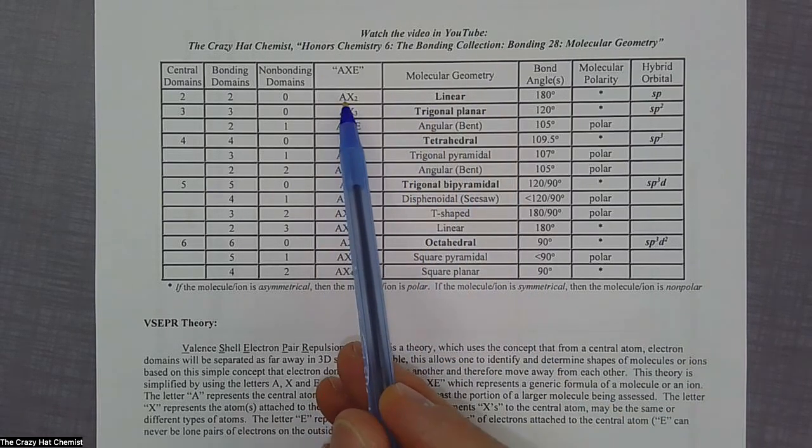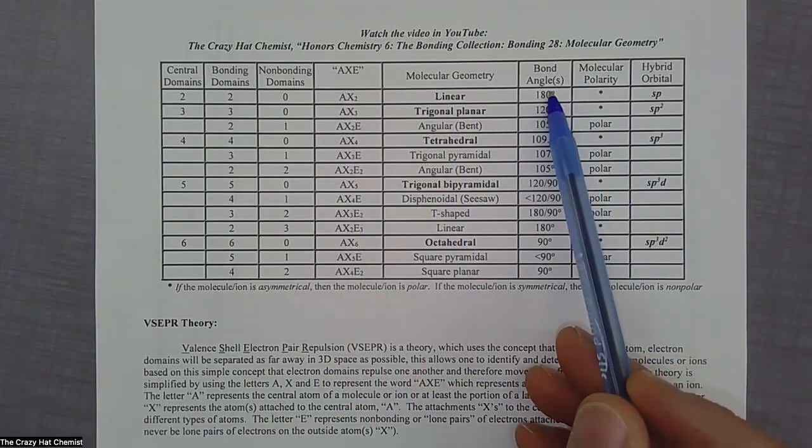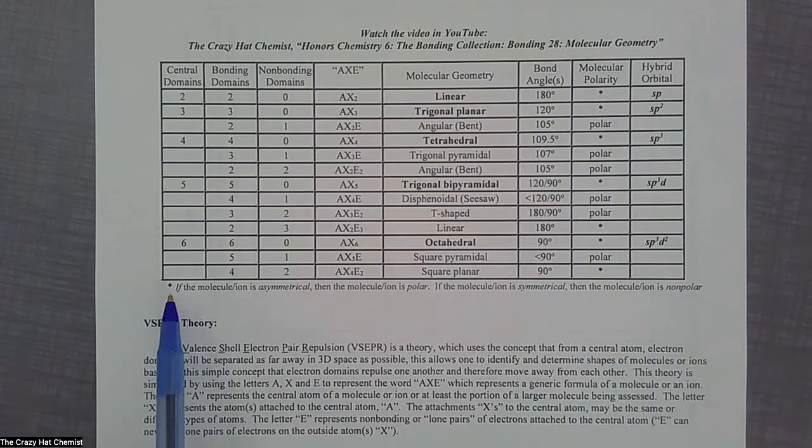And so, for example, AX2 is linear, and that has a bond angle of 90. Is it polar? Well, that's why that asterisk is there. And it says if the molecule or ion is asymmetric, then the molecule or ion is polar.